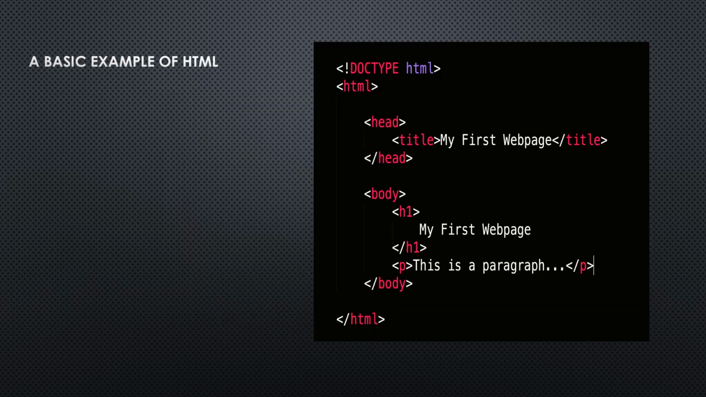So let us see a basic example of HTML. Starting with the document type HTML, which tells the version of the HTML, followed by the HTML tag, the head tag and the title tag, which gives the title of the HTML web page, and the head, body, H1 and the P, that is the paragraph of the HTML, and the body followed by the HTML. So this is all about introduction to HTML and the basic structure of HTML.